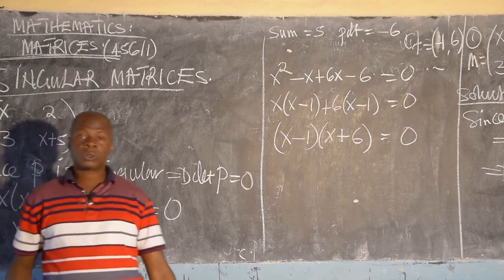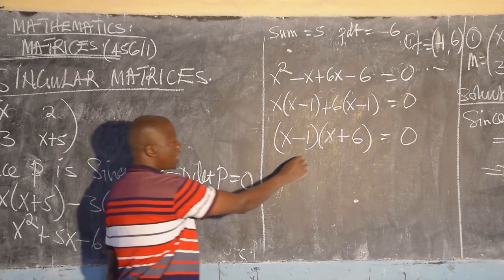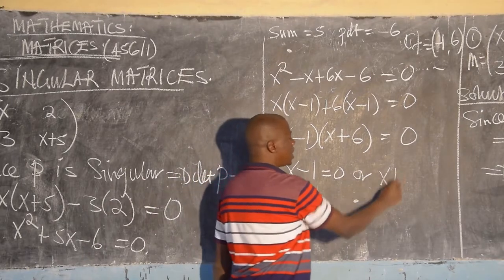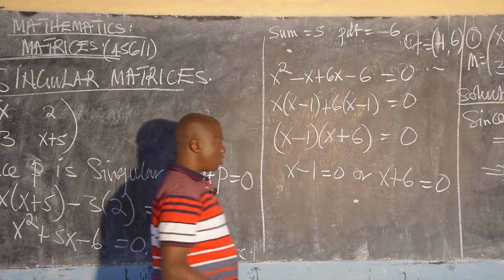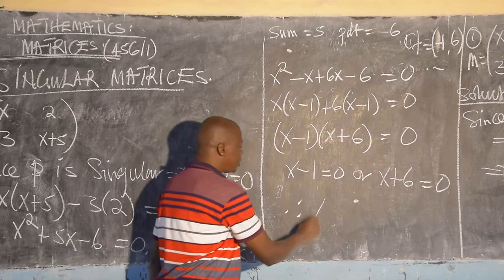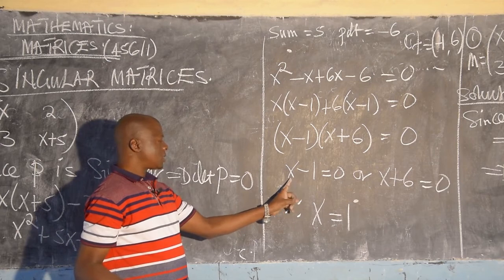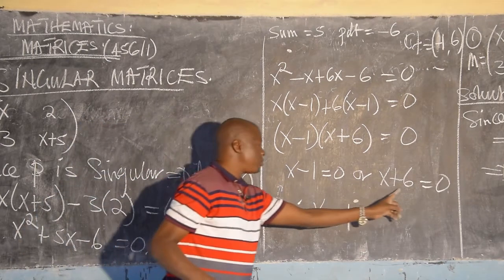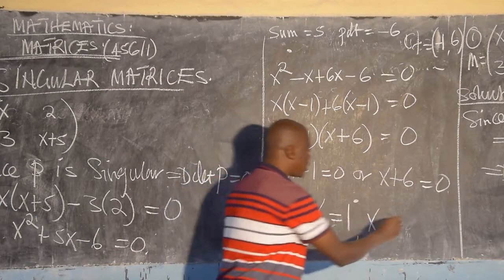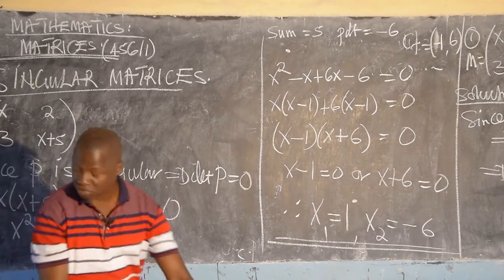What does the question call for? We are supposed to find the values of x. For either x minus 1 is 0 or x plus 6 is 0. Let us summarize by saying that therefore the x value is positive 1. When it is negative, it means that x is supposed to be positive. So here we have positive, meaning that the x value should be negative 6.